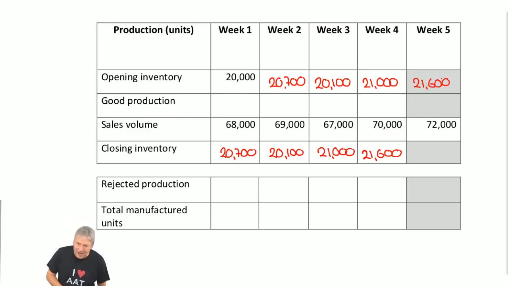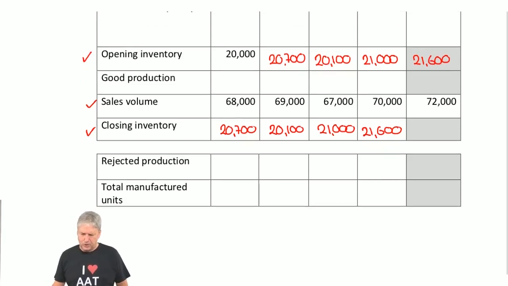I've, out of habit, filled in week 5, although we didn't need to do that, if you remember, and you wouldn't be able to fill in that field in the exam. Now, what we need to understand is the relationship between these 3 elements and good production. And the way it's laid out is not very helpful. So I'm just going to ask you a very simple question.